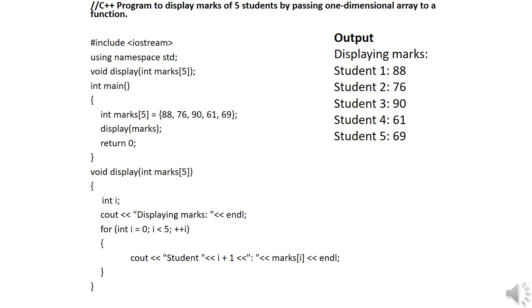In the main function, I have initialized an array with 5 values that are the marks of 5 students. Then I called the function display by passing the array as an argument. Then the control will go to the function definition of the display function. In the function definition, it will display the marks of 5 students from student 1 to student 5 by using the loop.